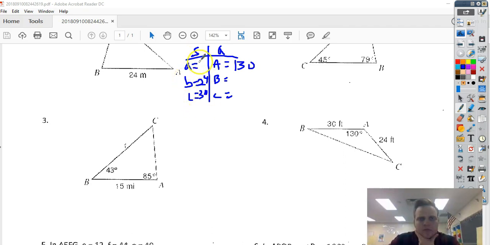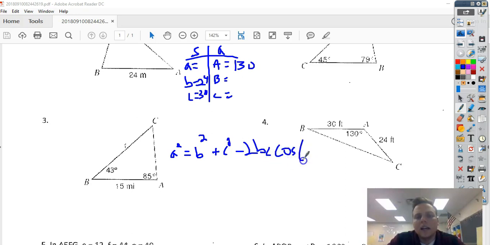No. So first, think: can I use the law of cosines to find little a? Do you know the angle opposite little a? Do you know big A? Yes. Do you know the other two sides? Yes. So you can use the law of cosines. Little a squared is equal to little b squared plus little c squared minus 2bc cosine of big A. So this is truthfully just a plug-in.